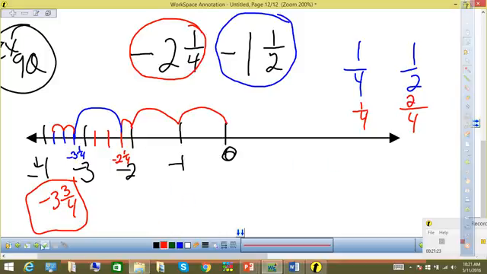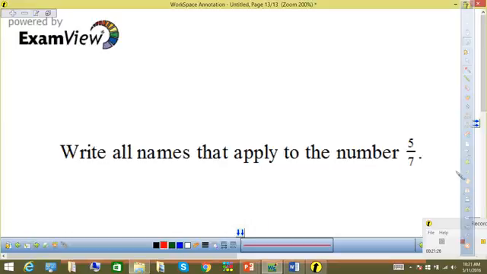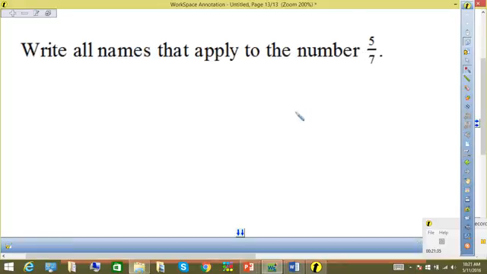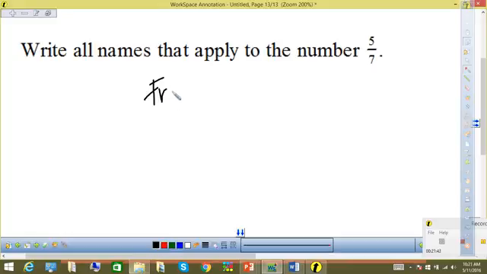Go to number 10. It says, write all names that apply to the number 5/7. Okay, start with a very obvious one, which is what? Okay, I'll go with fraction. All right, that's the most obvious one. Another word for fraction, we said, is called a rational.